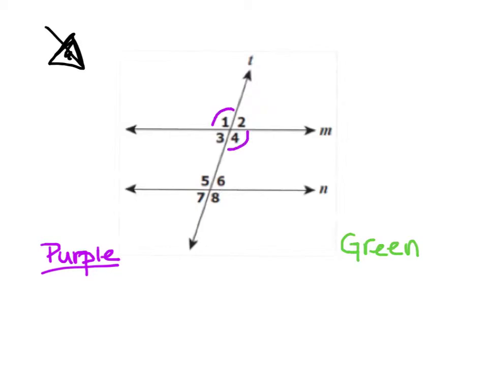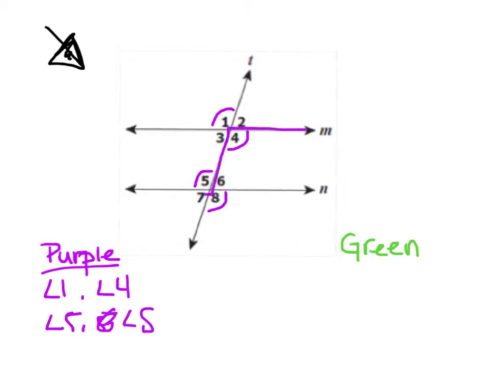Angle 1 and angle 4, because they're vertical angles, and angle 5 and angle 8. We know that all of these are congruent because if we draw our Z, we have that angle 4 and angle 5 are congruent. So these four purple angles are congruent.